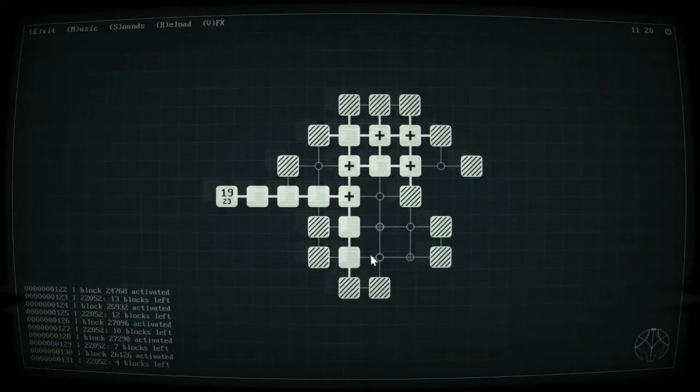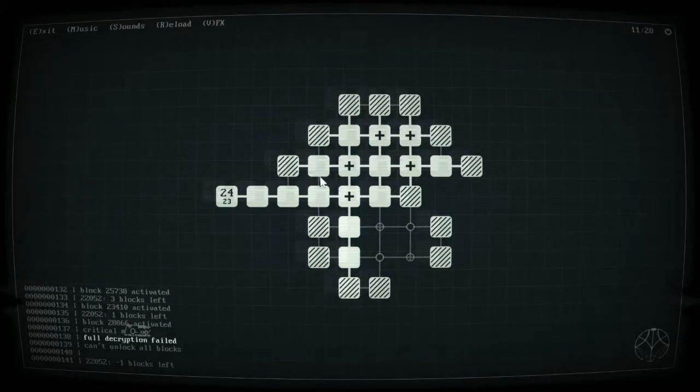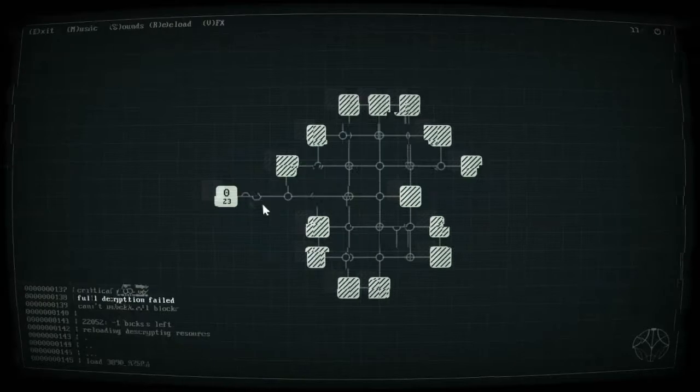How about... I think I messed up. Because this makes 21. Oh, no, this is 20. We already have that one. This makes 22. Unless I pick this one up. This makes one, and then I can pick up this one that's 20. Damn, it's still 22. Yeah, I think I messed up. Okay, let's reload.